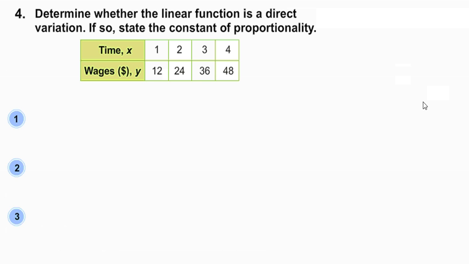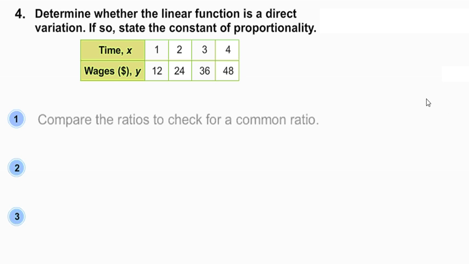Number 4, determine whether the linear function is a direct variation. If so, state the constant of proportionality. All right, so what we're doing here is 2 parts. You have to determine, is it proportional? Is it a direct variation? And then you have to tell the constant of proportionality.